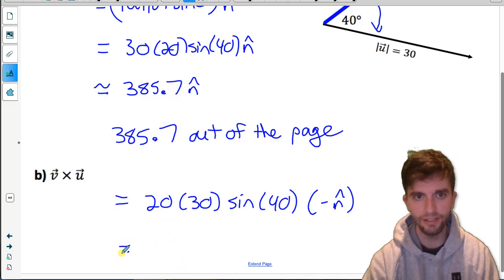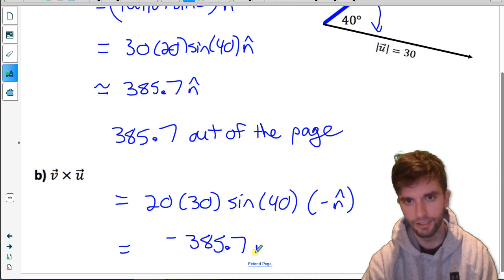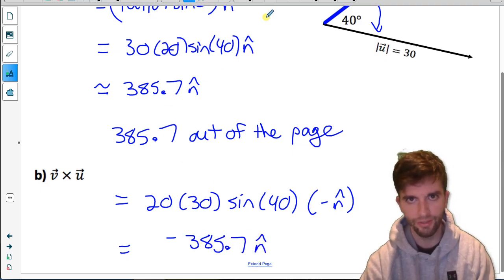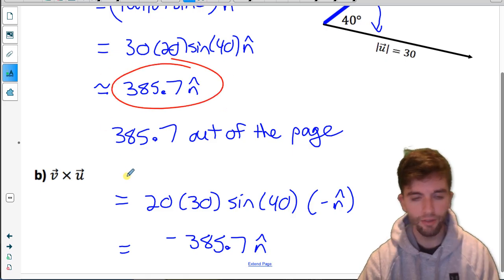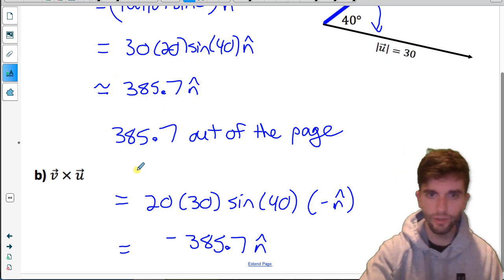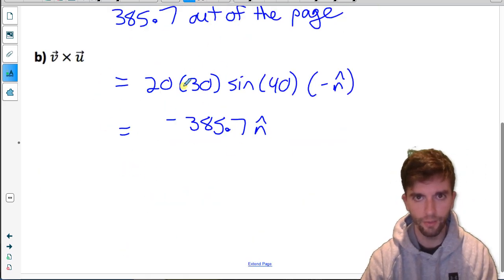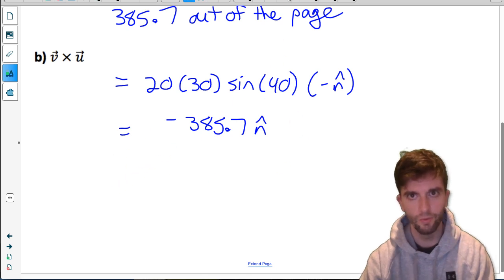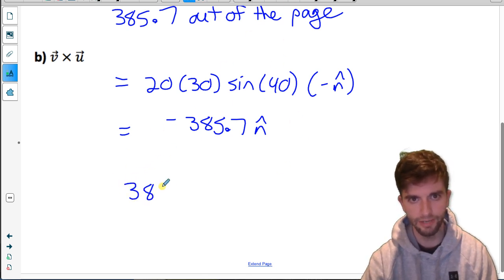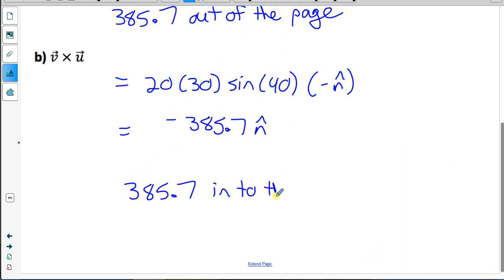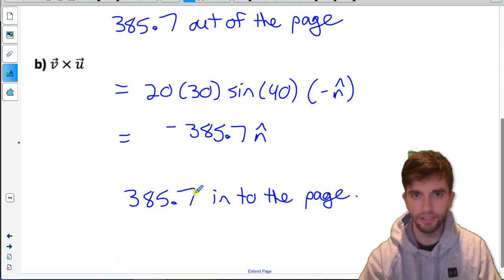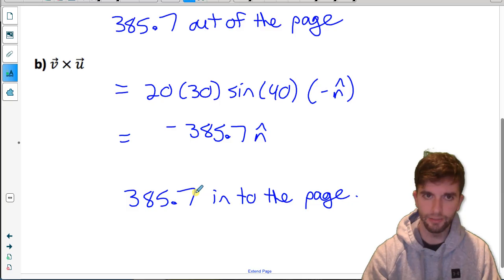So when I simplify this, I get negative 385.7 times unit vector n. So that's the exact opposite of this vector. U cross v and v cross u are opposites of each other. Another way of describing this answer would be 385.7 into the page. Okay, so that's all we'll do with geometric vectors, and now move on to algebraic vectors.